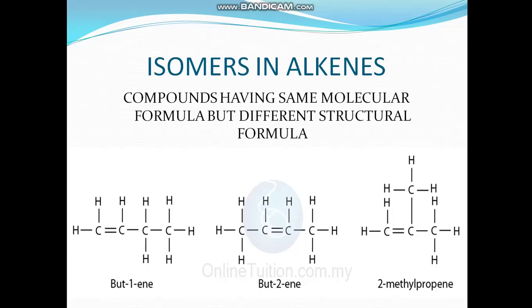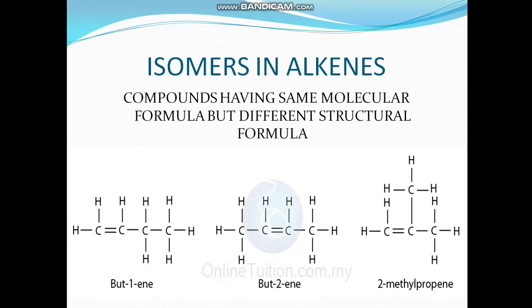Now we will study the isomers in alkenes. What are isomers? These are the compounds having the same molecular formula but different structural formulae. They are called isomers. Alkenes show both chain isomerism and position isomerism. You can see but1ene and but2ene. It is called position isomerism, where the position of the double bond is different. In but1ene, the double bond is with the first carbon atom, and in but2ene, the double bond is with the second carbon atom. So it shows position isomerism.